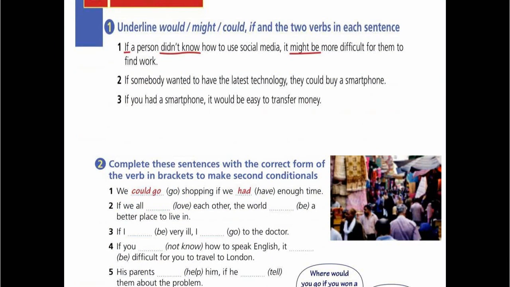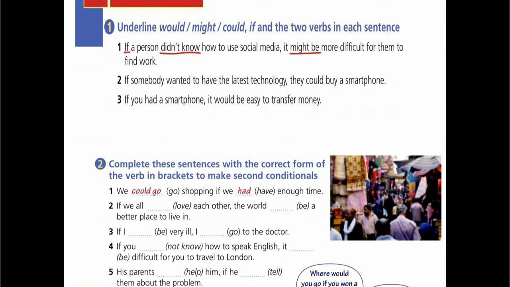Let's do some practice on this rule. Number 1, underline would, might, could, if and the two verbs in each sentence. In number 1, the word if is underlined. Didn't know is the verb in past simple but in negative. And the second clause, or the result clause, might plus be is underlined.